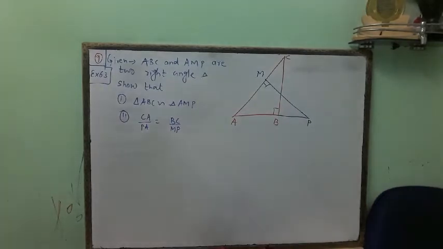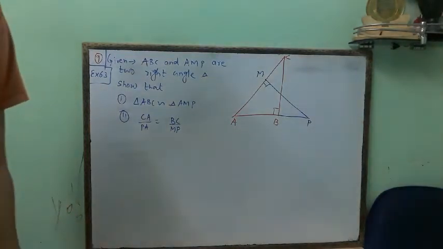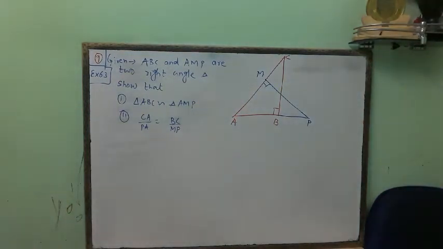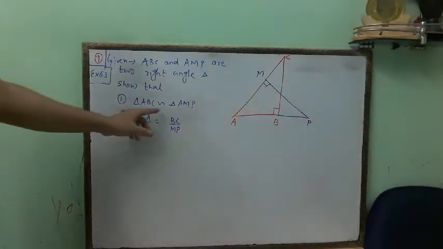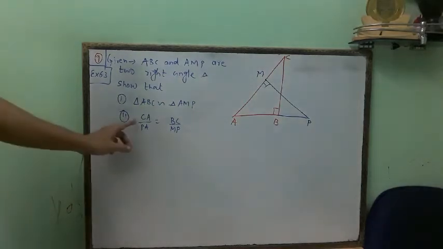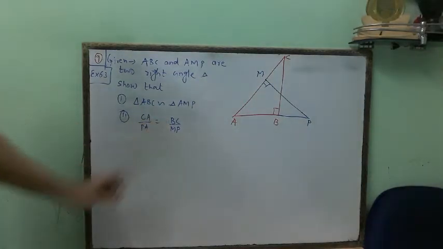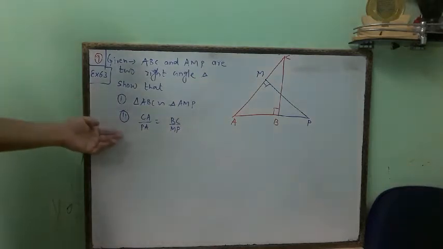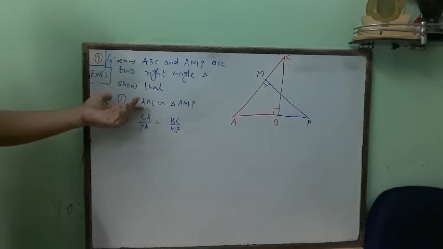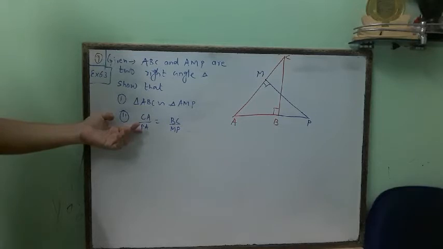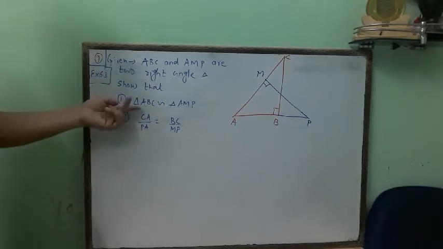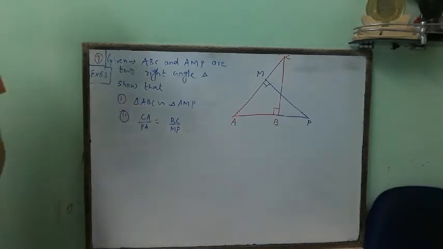This is question number 9 from exercise 6.3 of the NCERT book. It is given that ABC and AMP are two right angle triangles. We have to show that triangle ABC is similar to triangle AMP and that CA by PA is equal to BC by MP. Don't focus on the second proof, just focus on this. When you do the similarity, the second will automatically be proved by the similarity properties. So we just have to focus on how we will prove these two triangles similar.